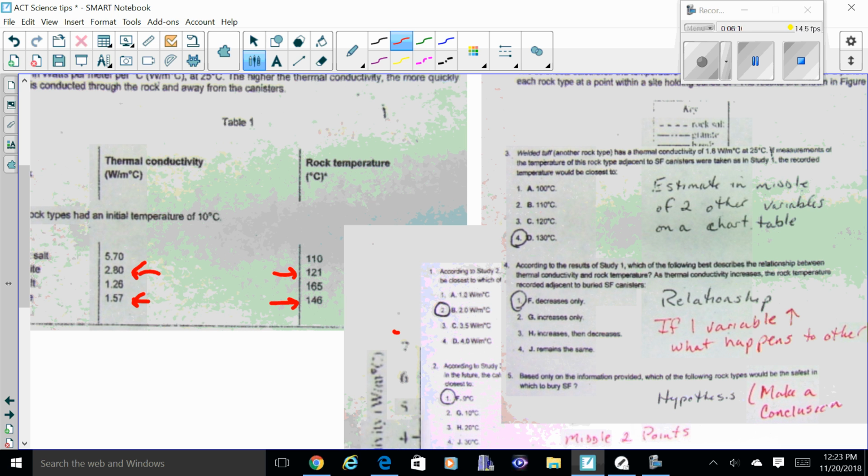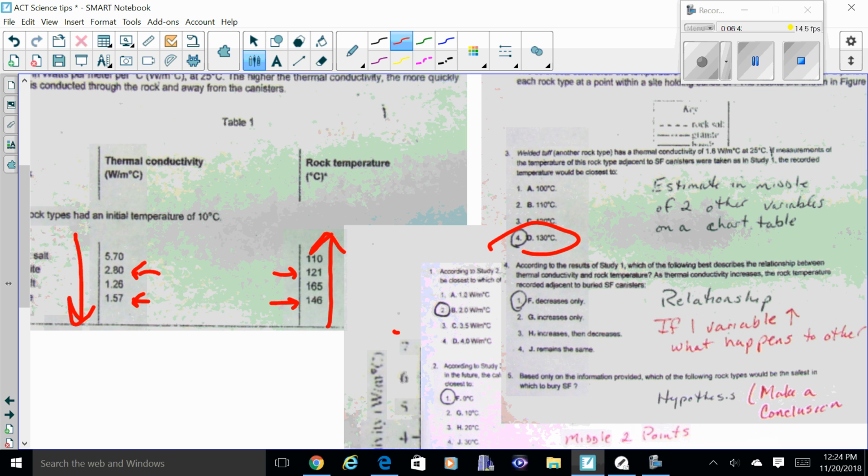Okay. Number 4 is a relationship question. In other words, if one thing goes up, what happens to the other? So according to study 1, which of the following best describes the relationship between conductivity and temperature? Well, here you basically see temperatures go up, conductivity is going down. And as these go down, if you notice, these are going up. So the exact opposite happens. So the answer in this one is, if one thing goes up, the other would decrease only.